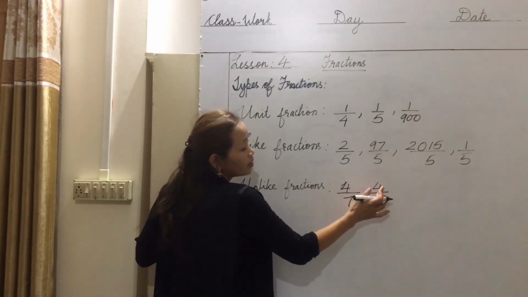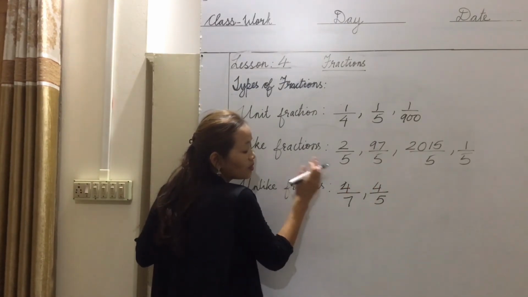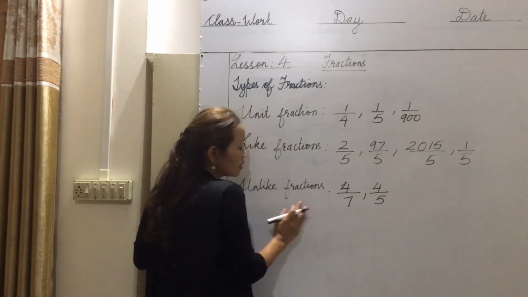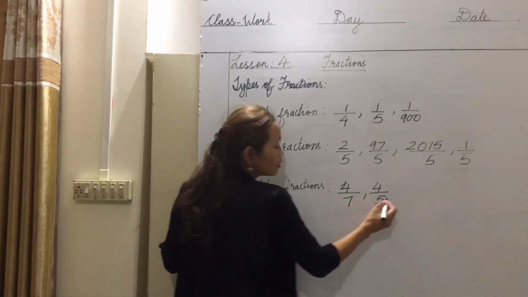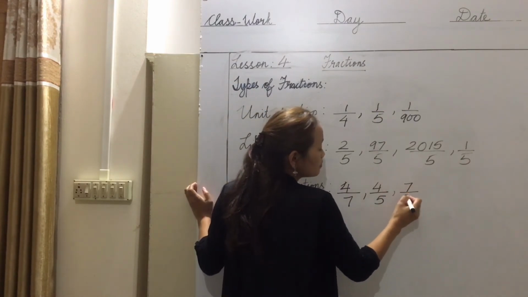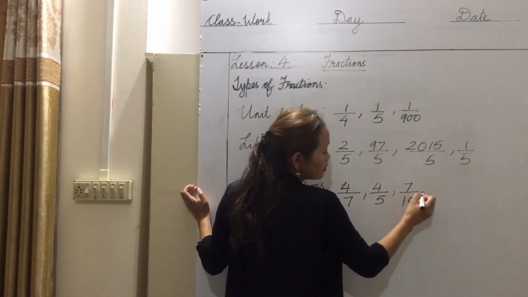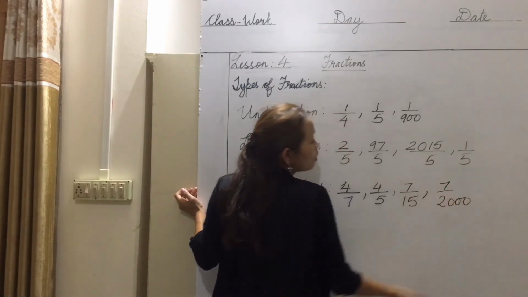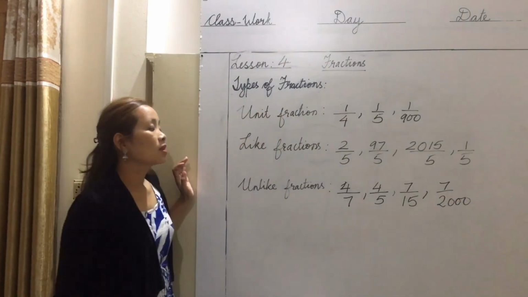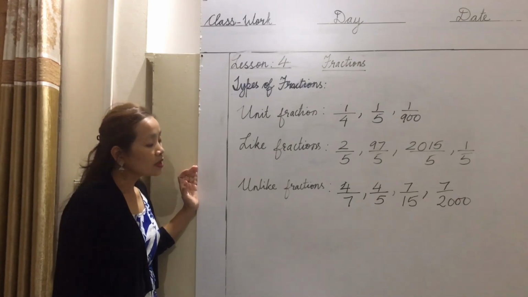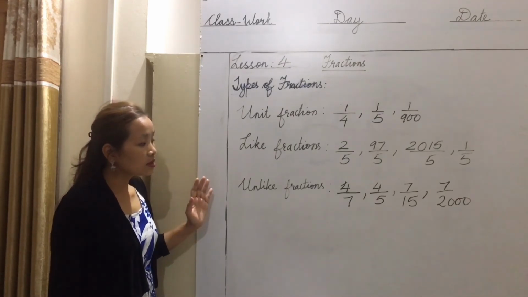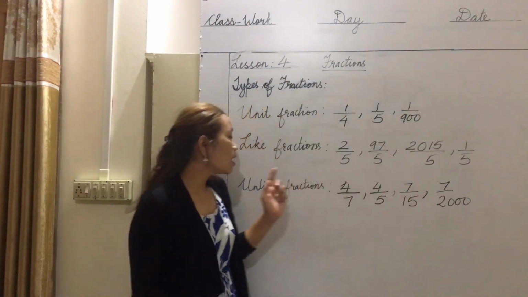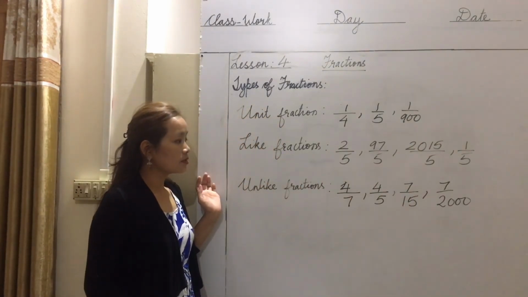If the denominators are not the same, they are unlike fractions, right? For example, 7 by 15 and 7 by 2000. Although we have the same numerators, their denominators are all different, so they are unlike fractions.